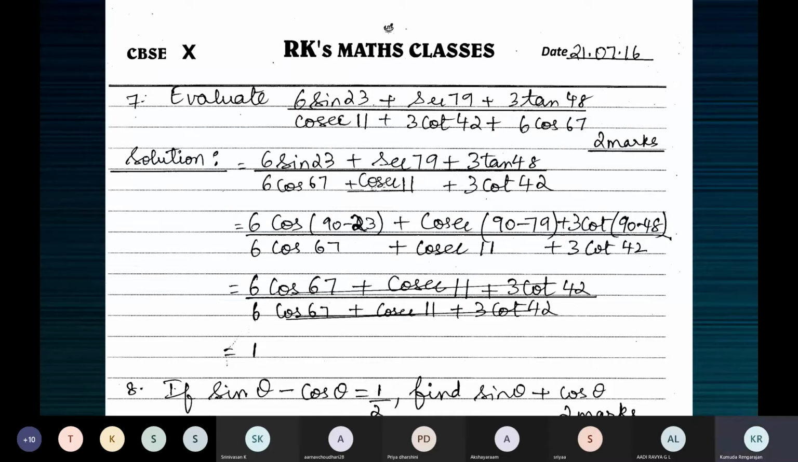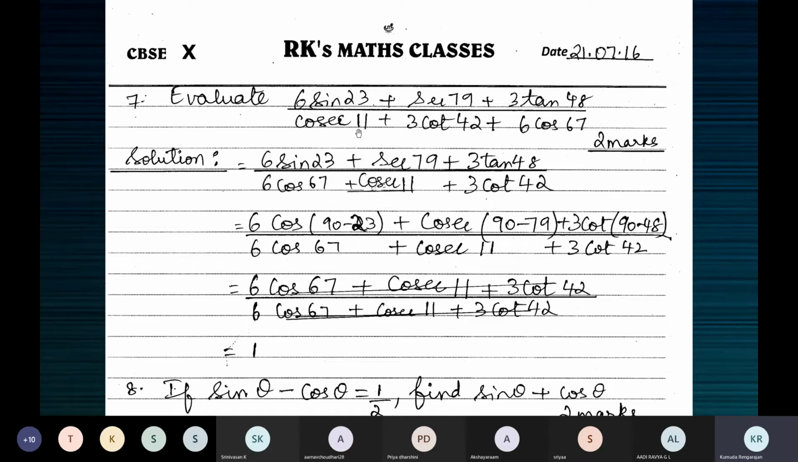So now you can see that there's nothing that you can add, and there are no ratios to pair up at all. Sine 23, secant 79, tan 48. We don't find standard angles. If you have a sine 23, what is 90 minus 23? That's 67. If you have sine 67, maybe you can do something. But here all different ratios, angles also don't add to 90.